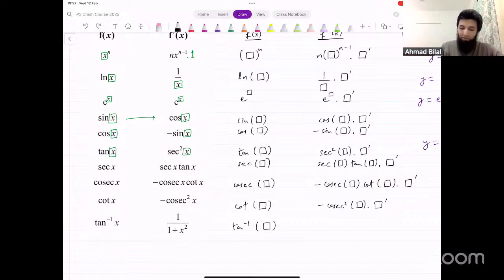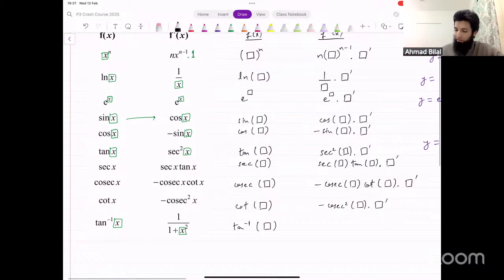1 over 1 plus x squared. So again, you have x here and you have x here. Whatever comes in place of x, you write it in that same place where x is. So it becomes 1 over 1 plus that box whole squared. And then, as with all the other rules, you multiply by the derivative of this, like this.